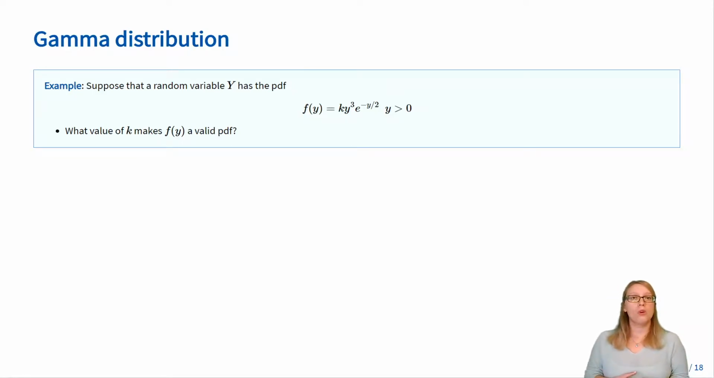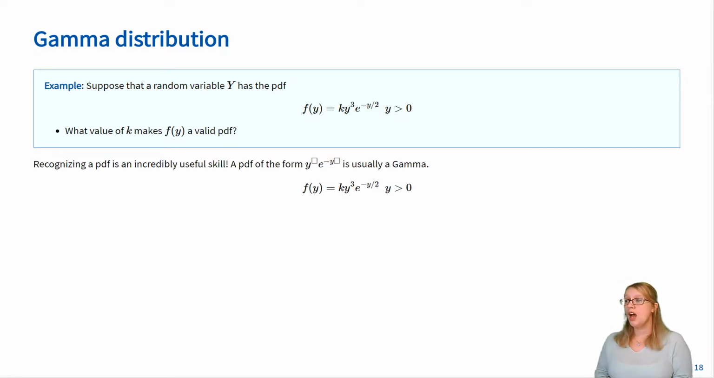So let's take a look at one more example. Suppose that a random variable y has the following PDF. Y is distributed according to the PDF k times y raised to the 3 times e raised to the negative y over 2. So what value of k makes f of y a valid PDF? Well, we could integrate this entire PDF over its support and solve for k numerically, but recognizing a PDF is incredibly useful, not just when we're working with the gamma distribution. So we want to start recognizing certain forms of distributions.